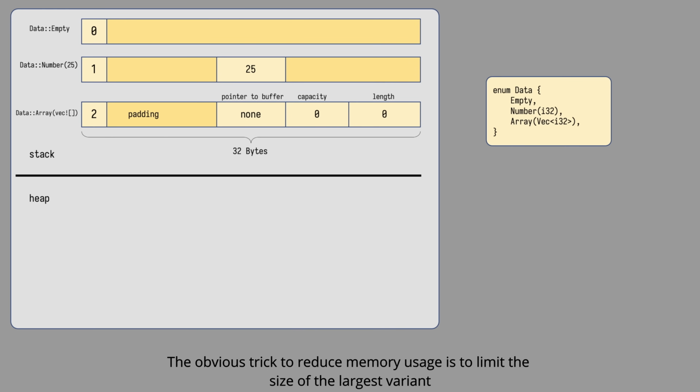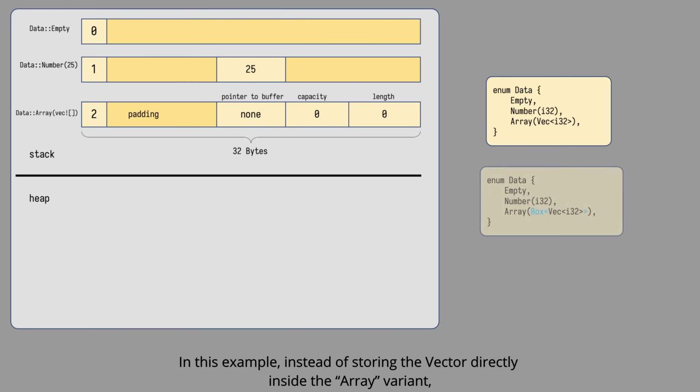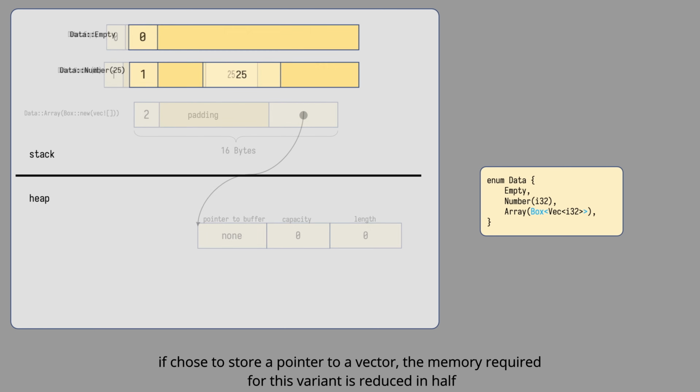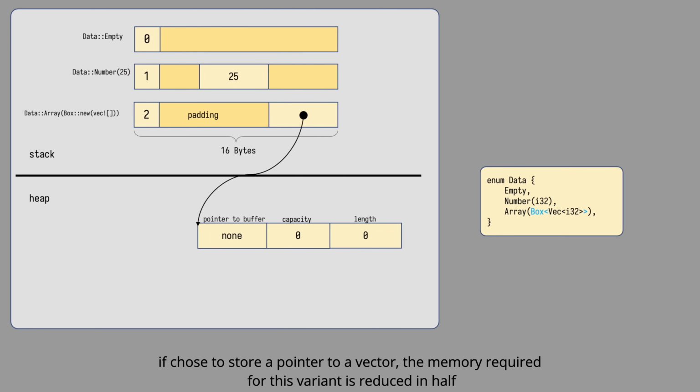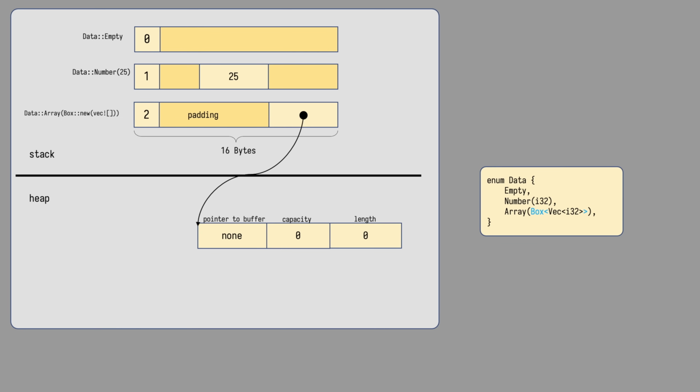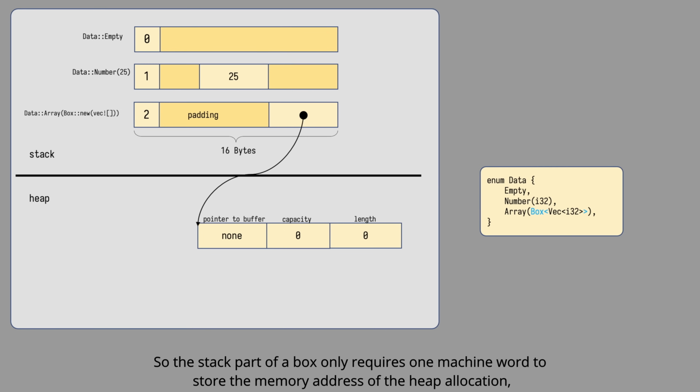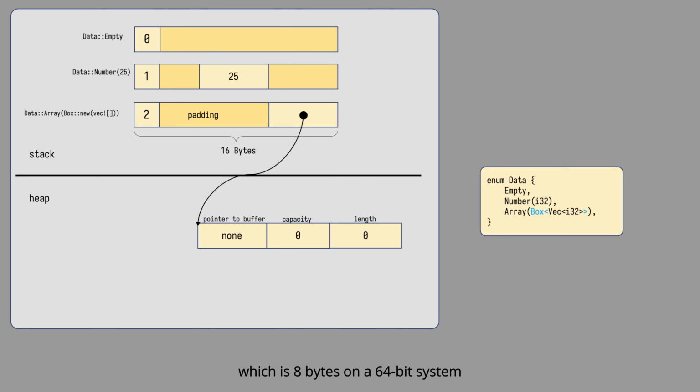The obvious trick to reduce memory usage is to limit the size of the largest variant. In this example, instead of storing the vector directly inside the array variant, if we choose to store a pointer to a vector, the memory required for this variant is reduced by half. A box is a pointer to some memory allocated on the heap. So the stack part of a box only requires 1 machine word to store the memory address of the heap allocation, which is 8 bytes on a 64-bit system.